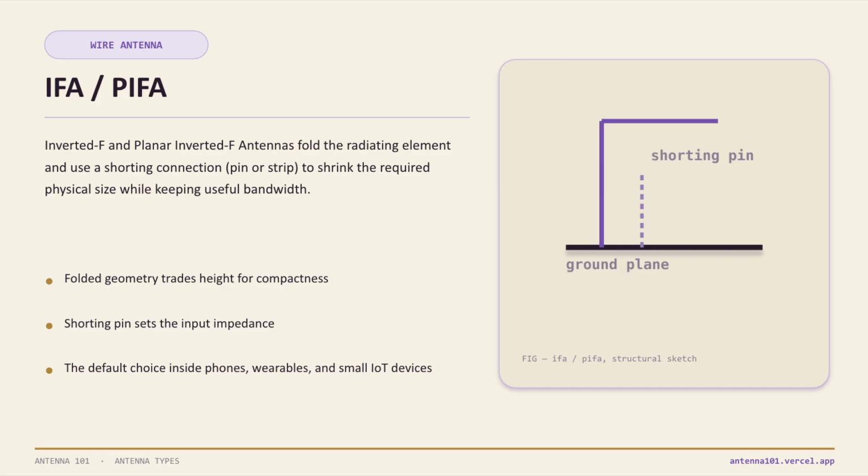IFA stands for inverted-F tuner, while PIFA stands for planar inverted-F tuner. These are compact tuner designs that fold the radiating elements and use a shorting connection to reduce the required physical size. IFA and PIFA tuners are widely used in phones, wearables, and other small wireless devices.